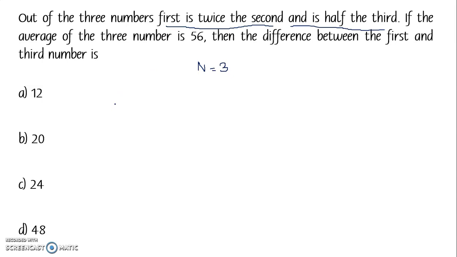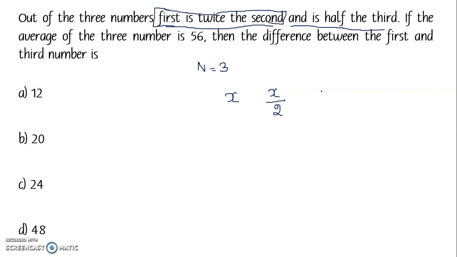So let us assume 3 numbers. Say the first number is x. They are telling first is twice the second, so the second is half of the first. If this is the first number, then the second number will be x by 2. Now we have identified the first two, and the first number is half of the third number. So the third number is twice the first number.